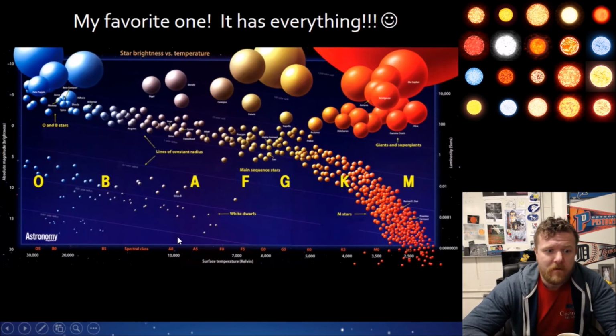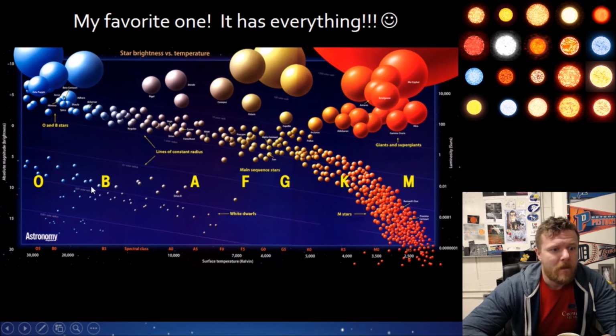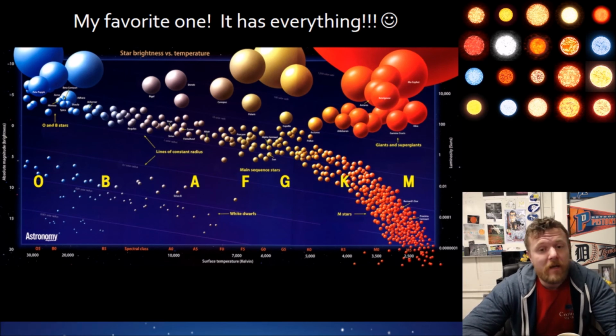This one's my favorite. It's got just about everything. It's got temperature, luminosity class, absolute magnitude, it's got luminosity, it has their color, it has their size, it has these size radii lines, it has their spectral classes right here in the middle. The stars are different sizes based on how big they are in real life. This one's probably my favorite one that I found.